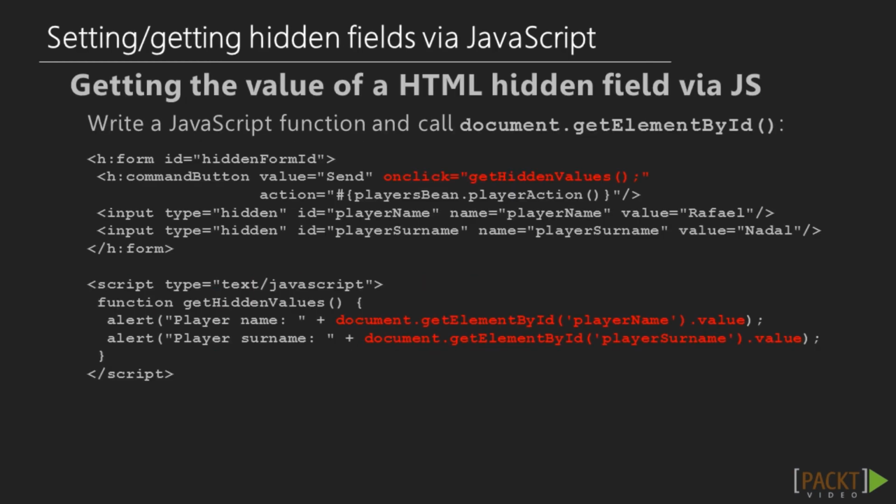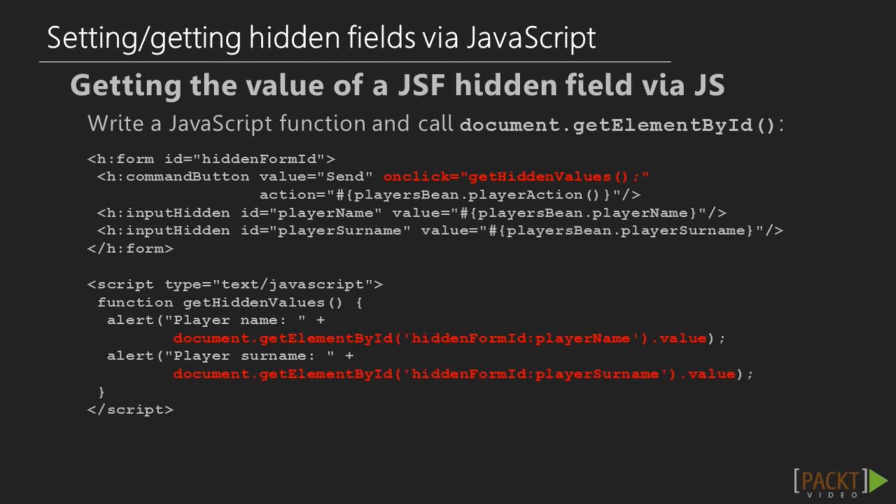In order to get on the client side in JavaScript the value of an HTML hidden field, we can use the document.getElementById function and the corresponding ID of the hidden field. The same approach can be used for JSF hidden fields, only that instead of IDs, we need to refer to the client IDs of the hidden field components.